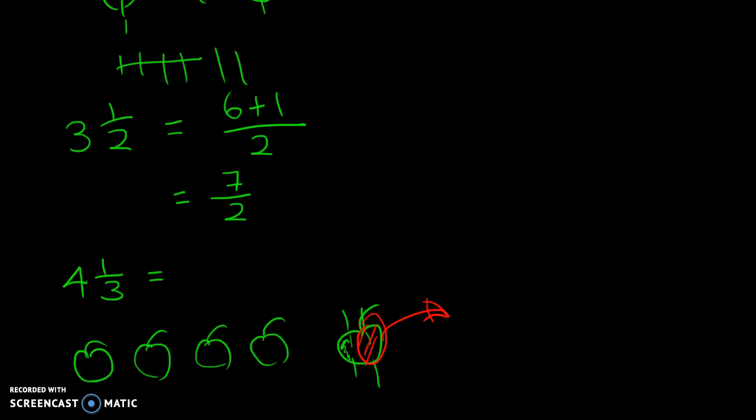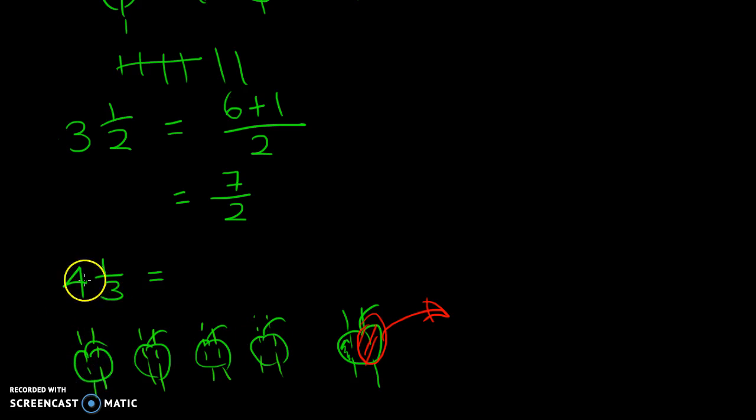I know that 3 parts give me 1 whole, and this 1 whole is split into 3 parts. Here you can see that 1, 2, 3 parts give me 1 whole. How do I solve this problem? Using the shortcut, 4 multiplied by 3. Why 4 multiplied by 3? Because I want to find the number of parts I can get with these 4 apples.